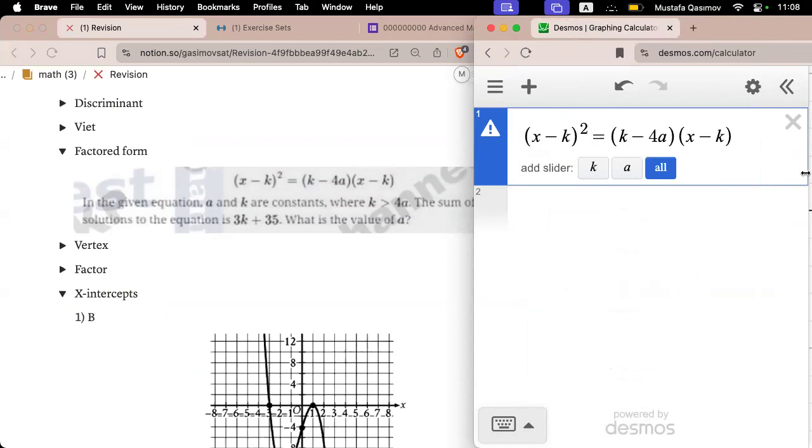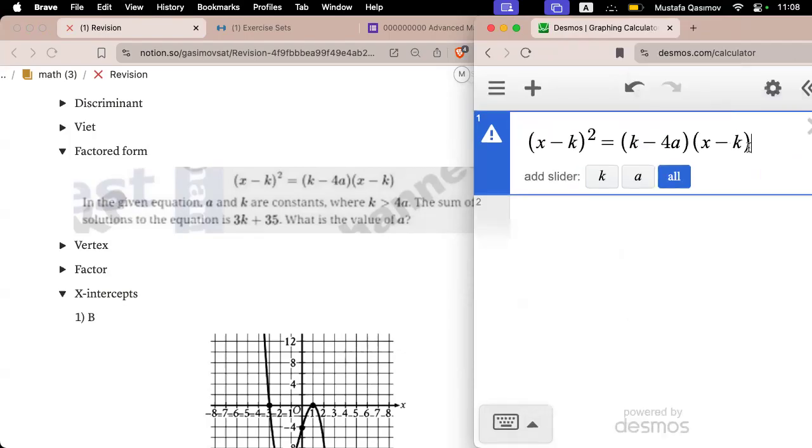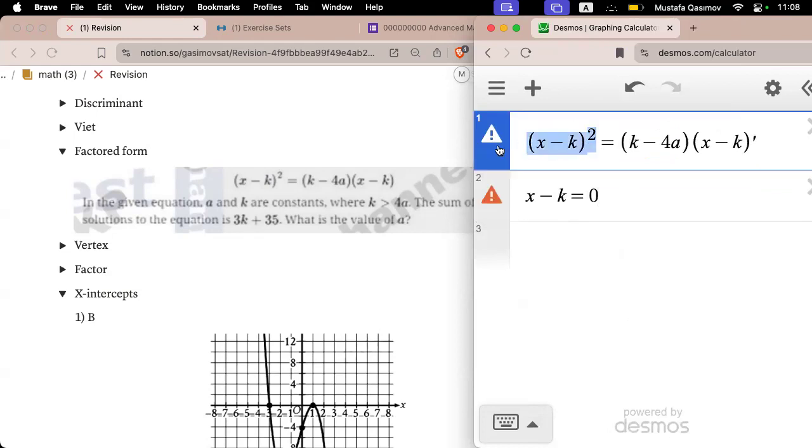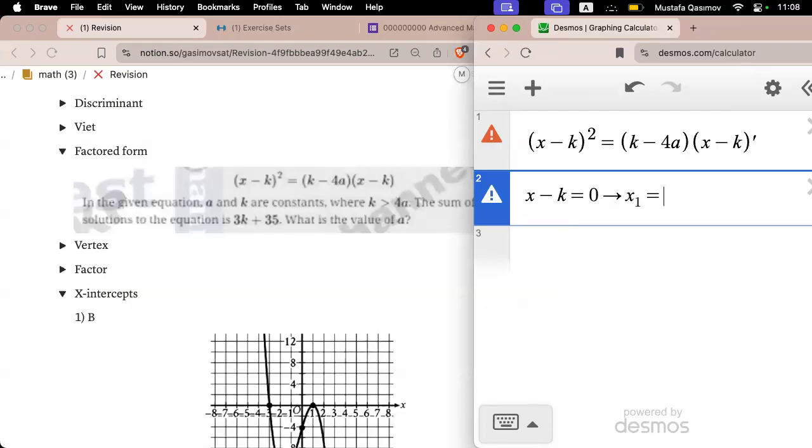Do you have any opinion? You can see that we have x minus k on both sides, right? Can you find its solution from x minus k? If x minus k is equal to 0, what will happen? It will be 0, right? 0 squared will be 0, so it means that it's a solution. From here, we find x equal to k. Is it clear for everyone?